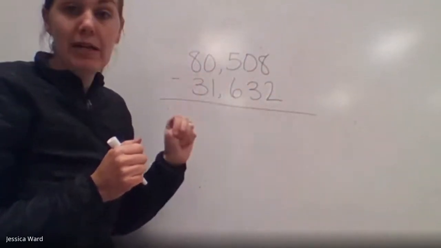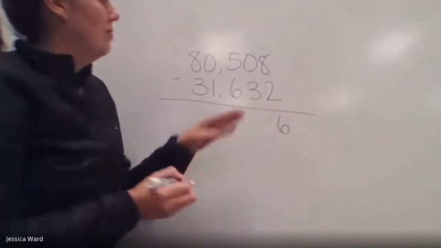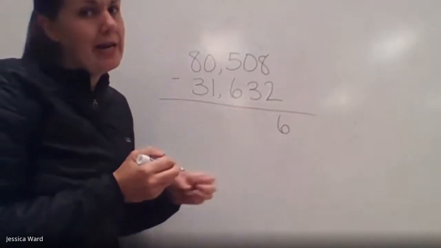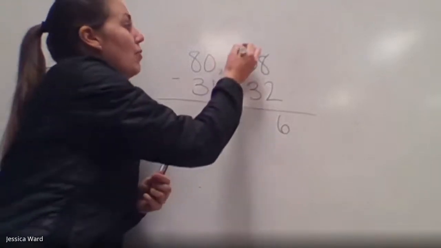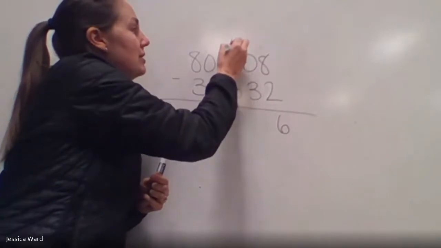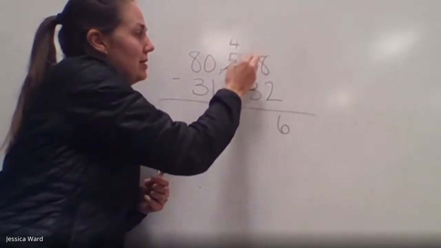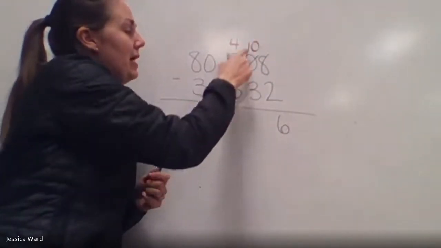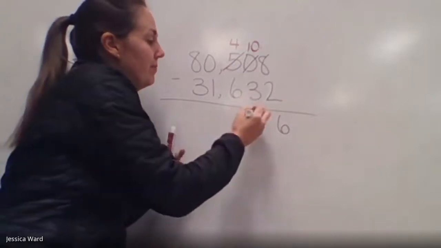I have 8. I'm taking away 2. I can do that. It leaves me with 6. Move over to the 10s. I have 0. I need to take away 3. I cannot do that. I need to go and regroup. I'm going to take 1 from my hundreds, leaving me with 400s. I now have 10 10s that I'm adding to my 0 10s. 0 plus 10 is 10. 10 take away 3 is going to leave me with 7.